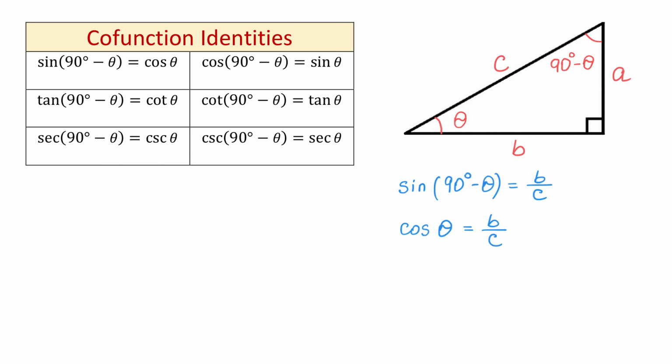Each of these cofunction identities can be proved the same way we proved the first one. For example, tangent of 90 degrees minus theta from the triangle to the right is the opposite side divided by the adjacent side, and that is b over a. On the other hand, cotangent of theta is the adjacent side divided by the opposite side, and that is also b over a. Here we are done with the fundamental trigonometric identities.